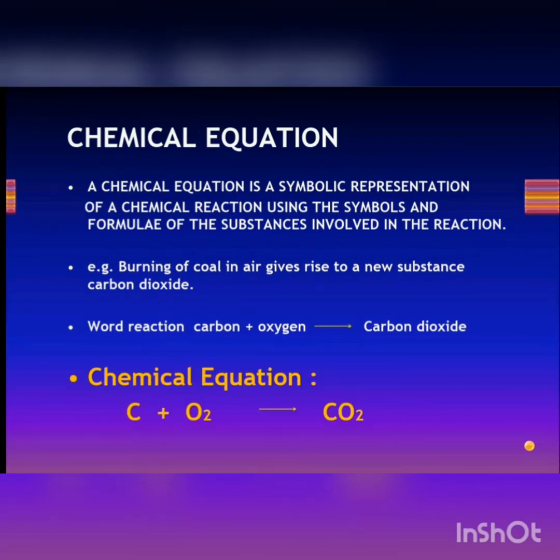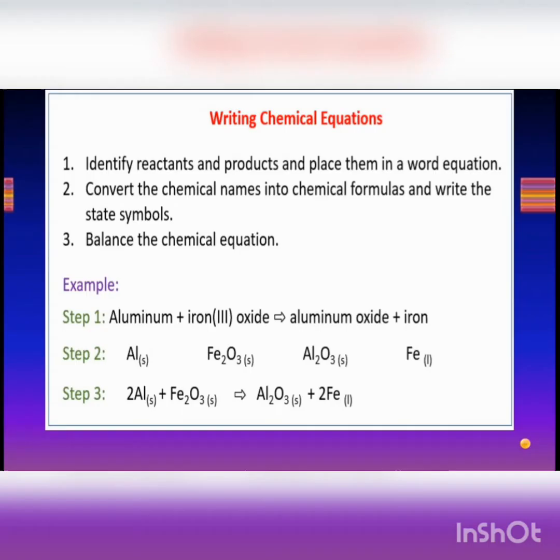The same reaction can be represented symbolically as shown here, C plus O2 giving us CO2. That's carbon plus oxygen giving us carbon dioxide. So instead of writing a statement, it can be reduced to just writing some symbols and formulas. So that is the ease a chemical equation can give us. It represents a chemical change, and it's also very symbolic. Okay, now we see chemical equations using one more example here.